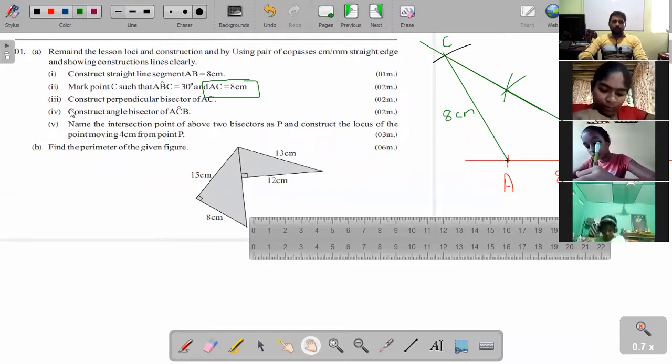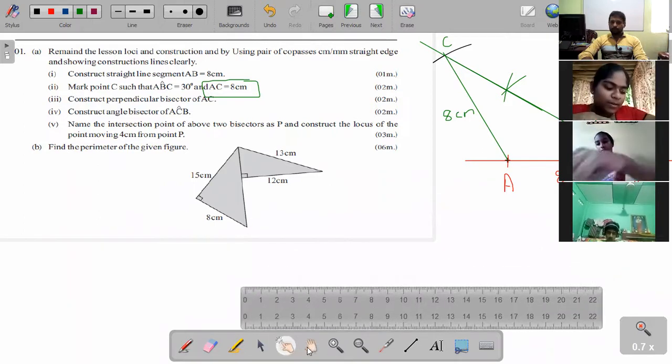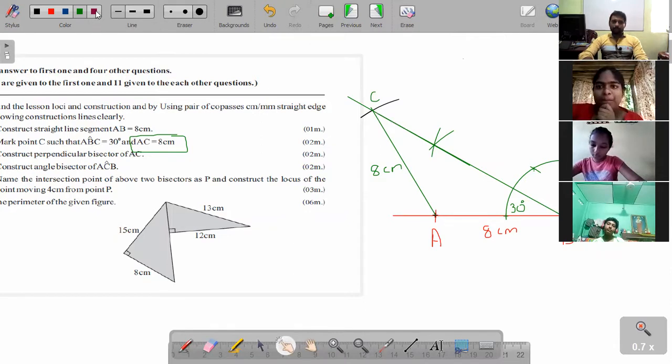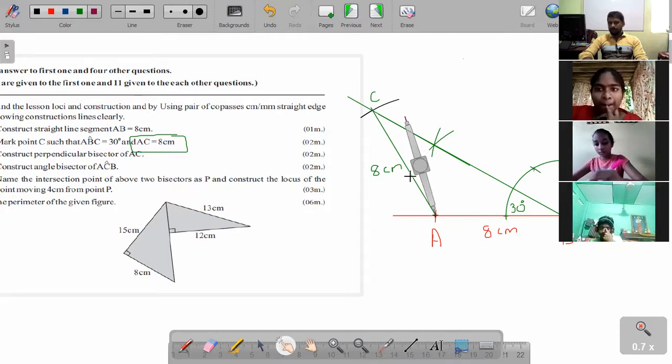Then third part, construct perpendicular bisector of AC. Do you remember how we find the perpendicular bisector? That's the AC length, where you have to keep the metal point. You have to keep at A and at C, right? First, you have to keep at A. You have to take the distance normally greater than half of this length.